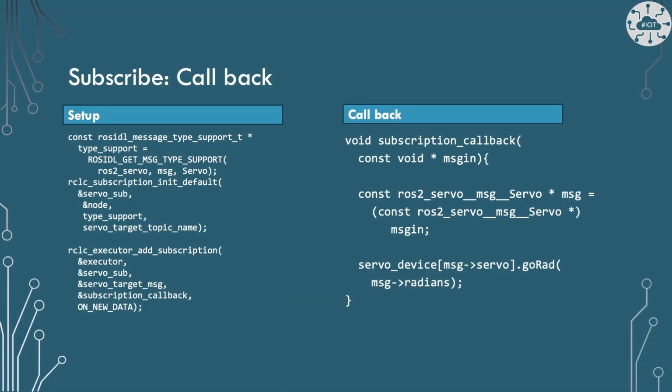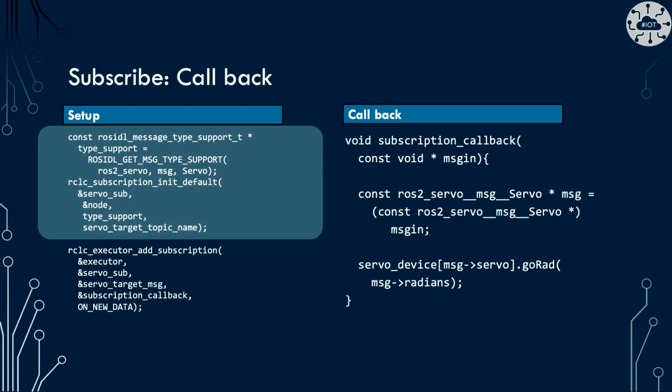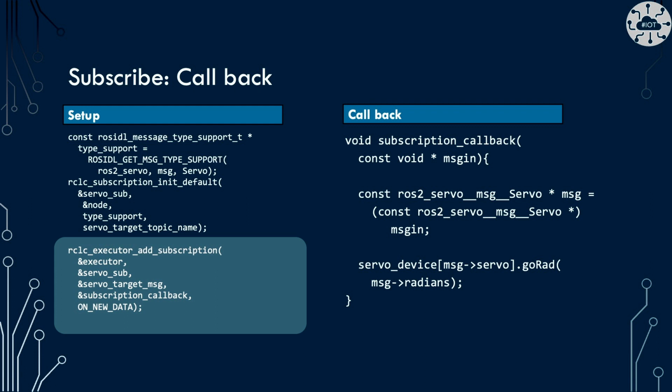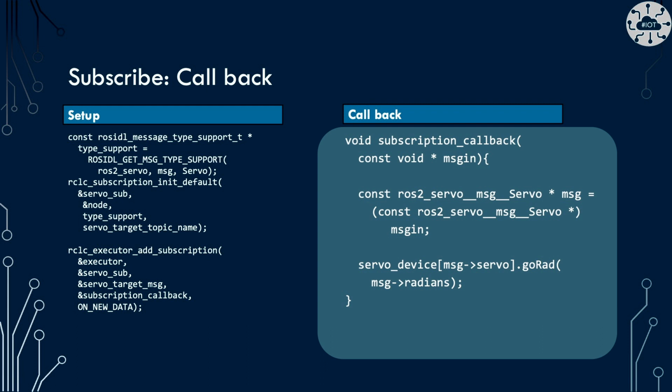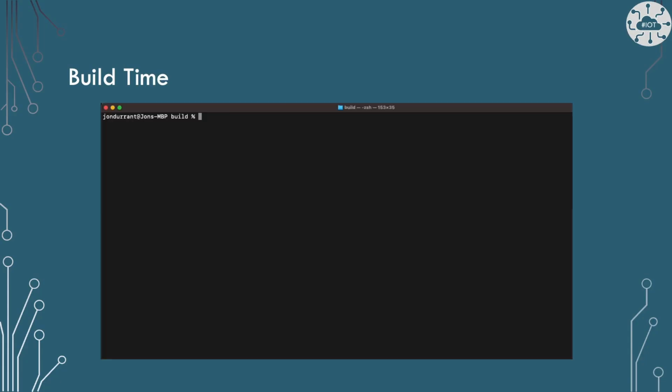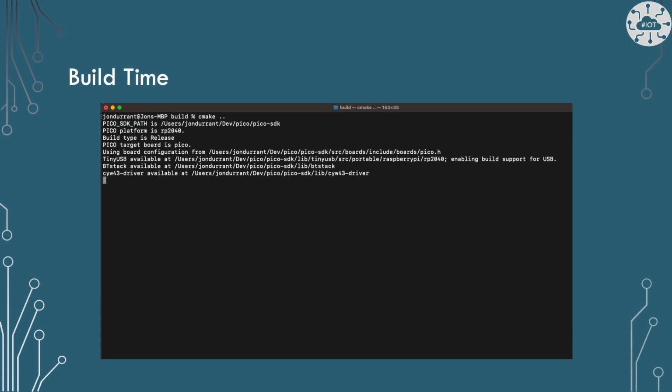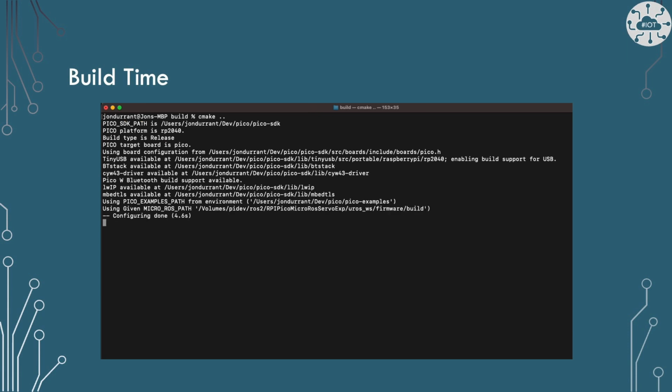Subscribe is not that different. We need to initialize a subscriber for the servo target topic. Then we add that into the executor, giving the callback function to call when new data arrives. The callback function itself casts the message into the right structure and then asks the servo to move to the instructed angle. So we have everything we need to build this firmware and flash the Pico.